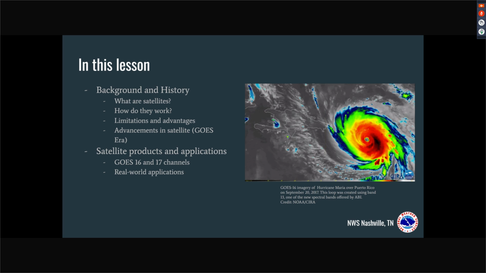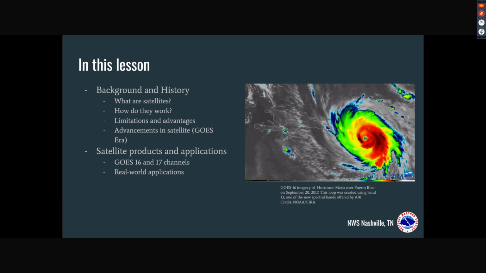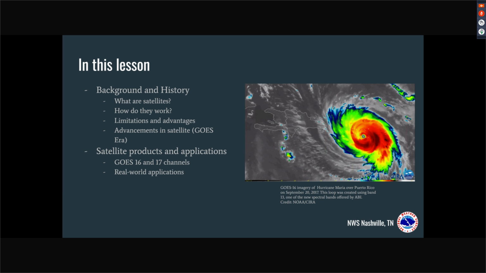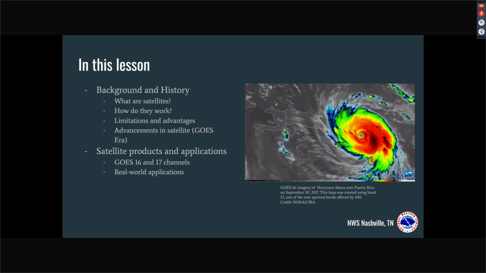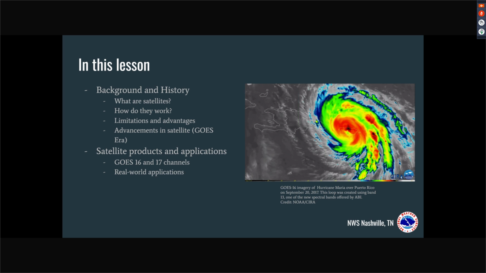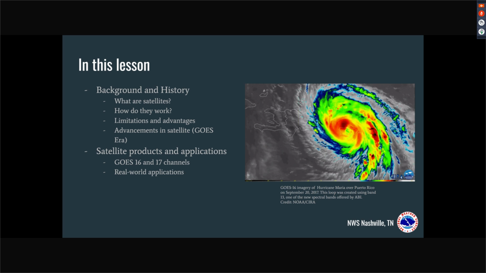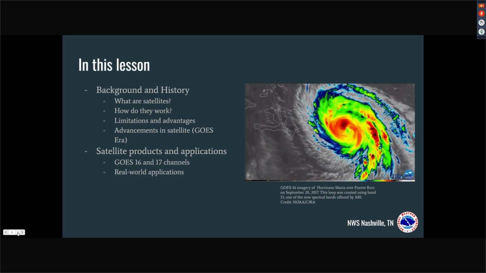Going over the background and history, we're going to talk about what satellites are and how they work, some of the limitations and advantages, and also advancements in satellites and how we've gotten to where we are today. And like I said before, we'll be primarily covering GOES 16 and 17, which are the satellites we use the most right now, and then also some real-world applications.